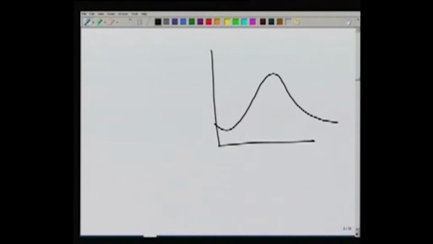Now the runoff process or this hydrograph shapes, it may have a flat peak, it may have a very sharp peak, the time base may be small, the time base may be large. This depends on a lot of factors.